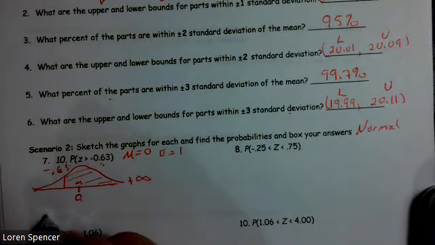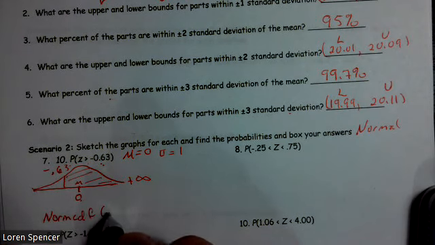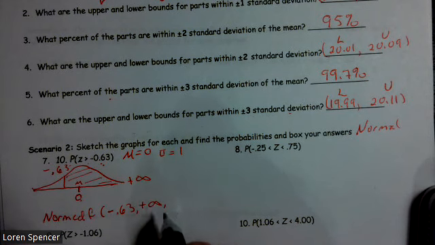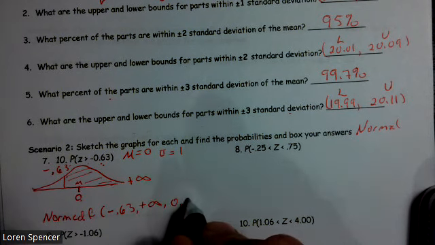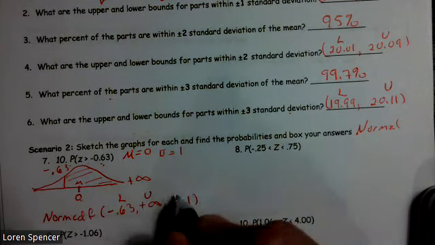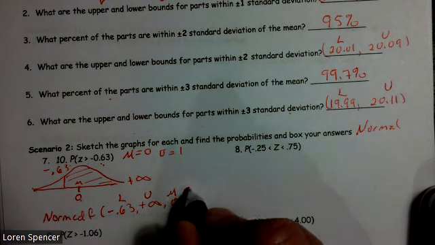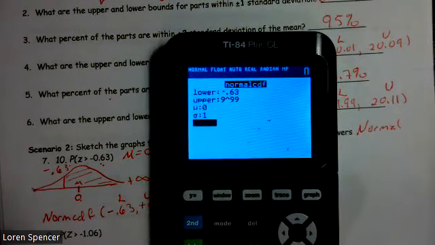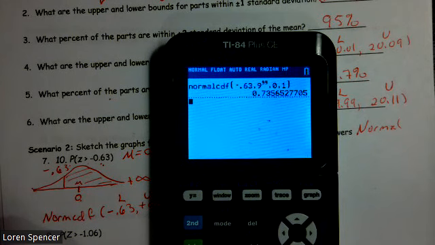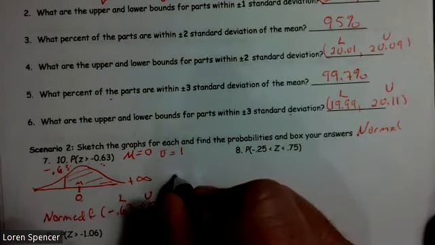So my work is norm CDF, lower, negative 0.63, upper, positive infinity, mean, 0, standard deviation of 1, and I need my labels. So this is lower, this is upper, this is mean, this is standard deviation. Now that I have that in, I'm going to press enter a couple times. And I get 0.7356, so about 73.56%.